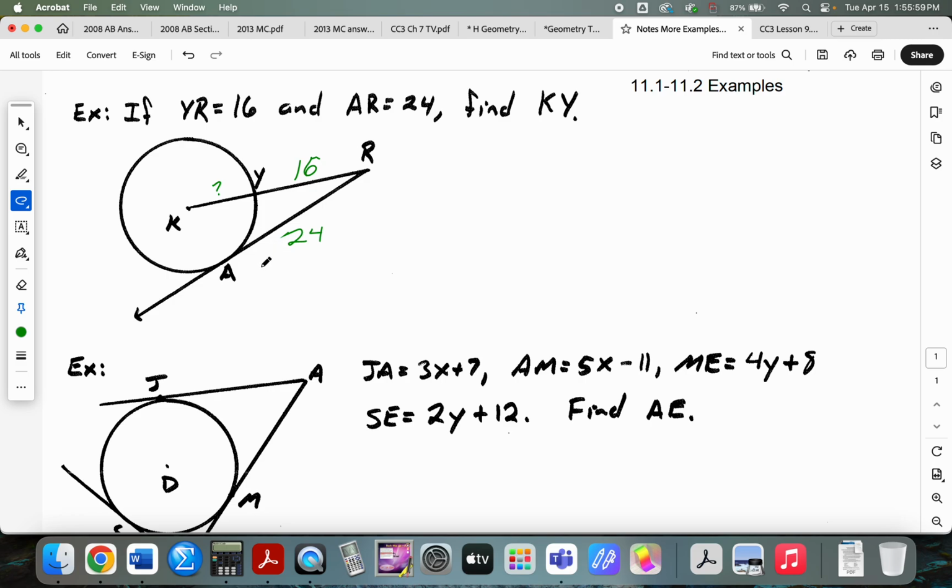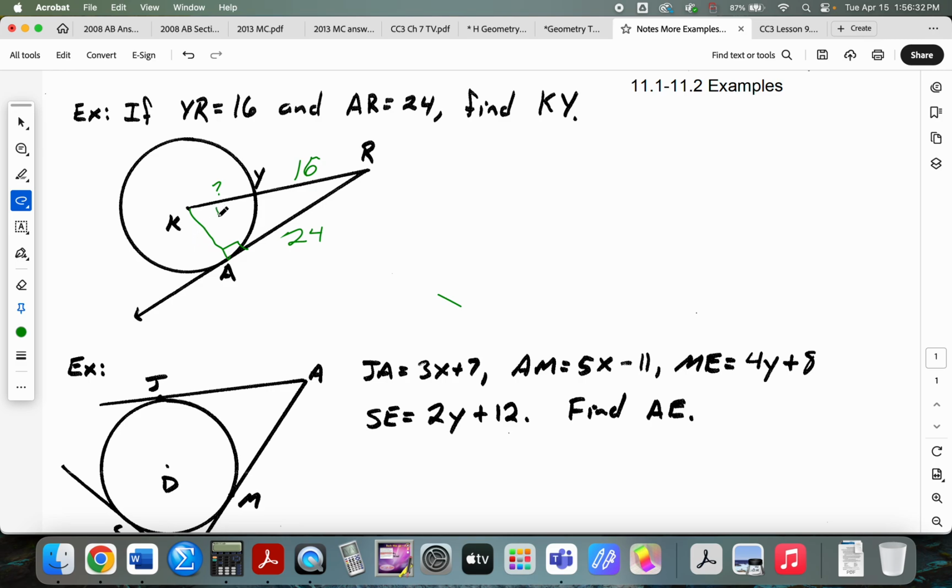But the idea that I told you guys about earlier in this unit is that it's going to come up a lot that if you don't have a right triangle, you're going to make a right triangle. So we're going to draw a radius to this point of tangency, and that's going to make a right angle. And at first, you may think that that's not very helpful because I still only have one whole side of the triangle. But here's what we're going to do.